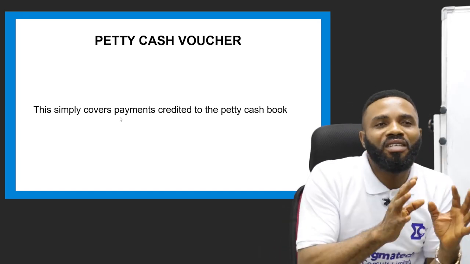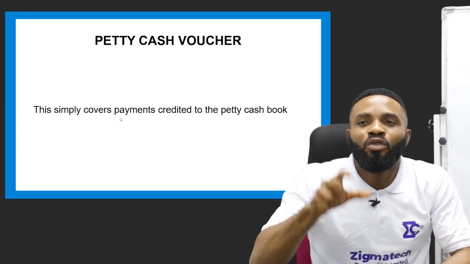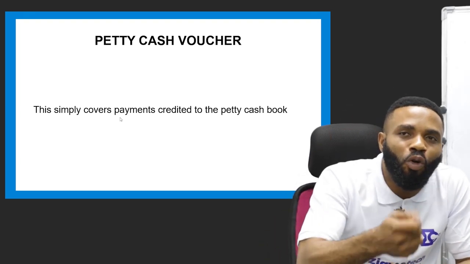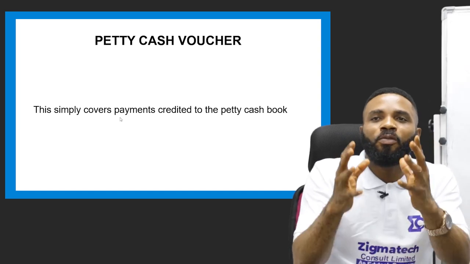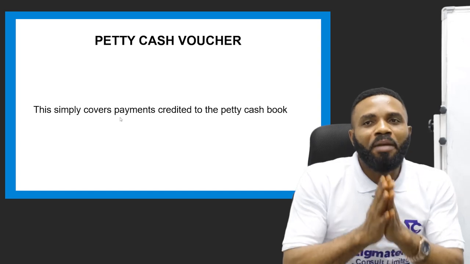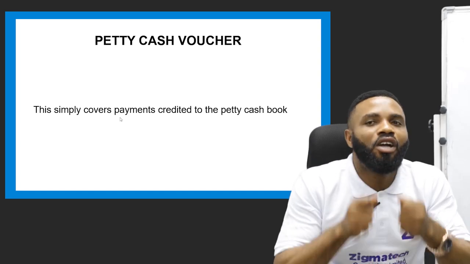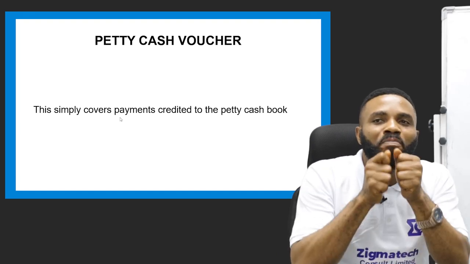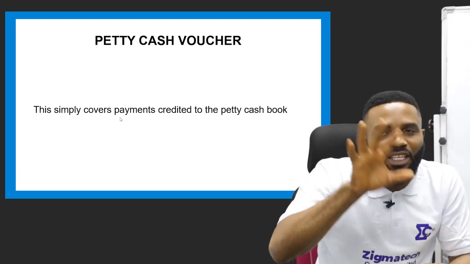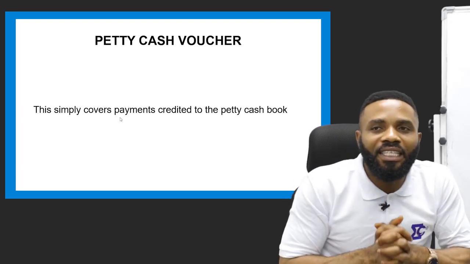All the minor expenses that the money is supposed to be spent on are supposed to come with a receipt, which will now form what we call the voucher. So at the end of the period, the petty cashier needs to submit the petty cash voucher to the main cashier. It will spell out everything that has been spent. So the petty cashier simply covers payment credited to what?